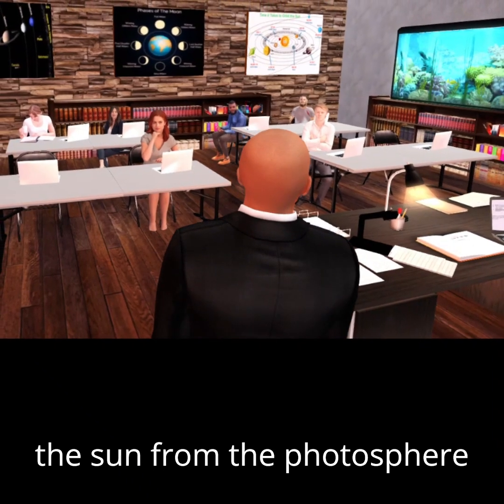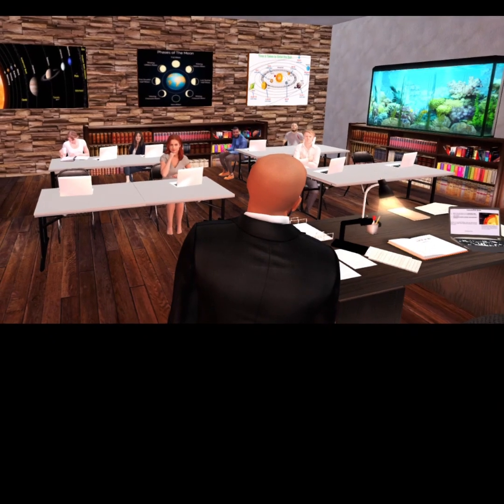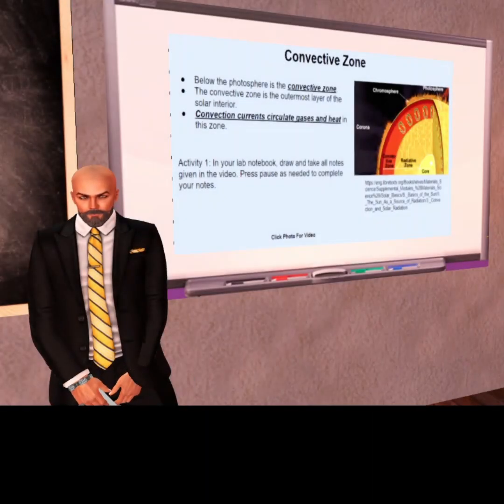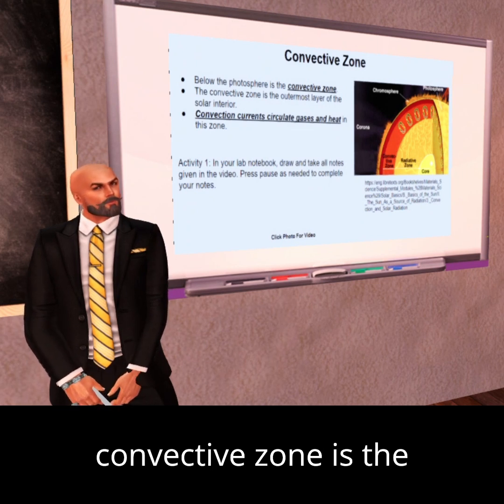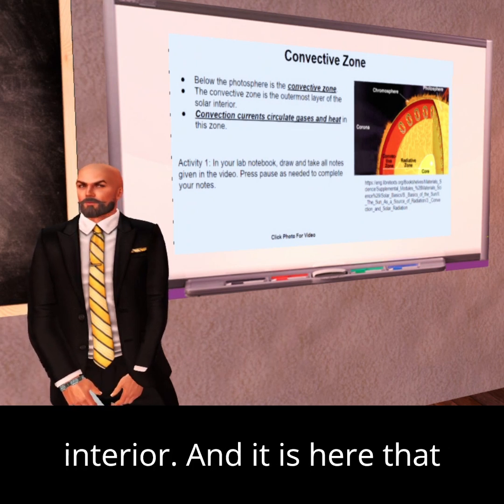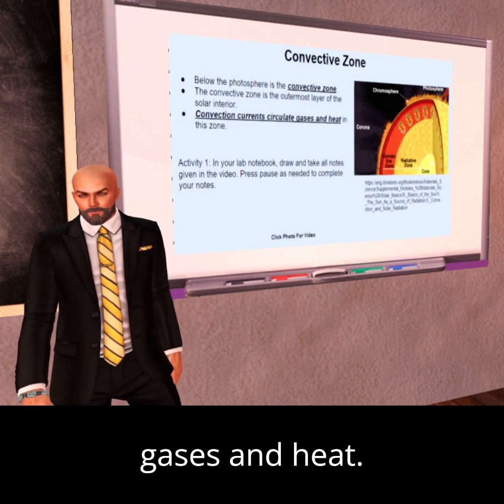Continuing our journey into the Sun, from the photosphere inward we come to the convective zone. Below the photosphere is the convective zone. The convective zone is the outermost layer of the solar interior. And it is here that convection currents circulate gases and heat.